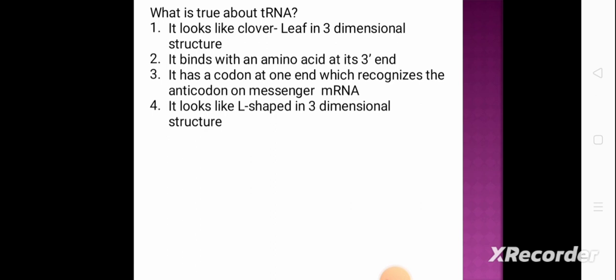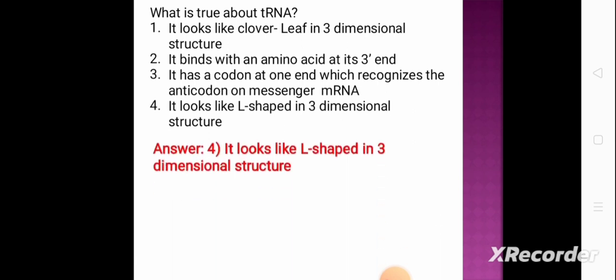Next question. What is true about tRNA? Option 1, it looks like a clover leaf in three-dimensional structure. Option 2, it binds with an amino acid at its 3' end. Option 3, it has a codon at one end which recognizes the anticodon on messenger mRNA. Option 4, it looks L-shaped in three-dimensional structure. And the correct answer is option 4, that is, it looks L-shaped in three-dimensional structure.